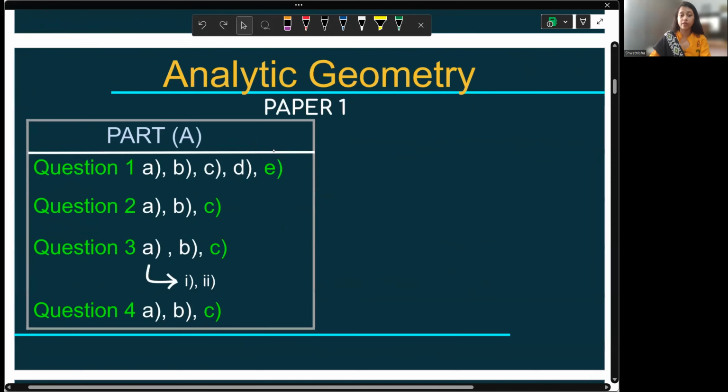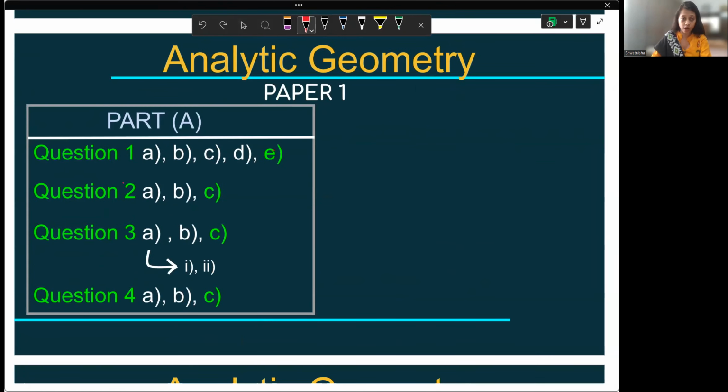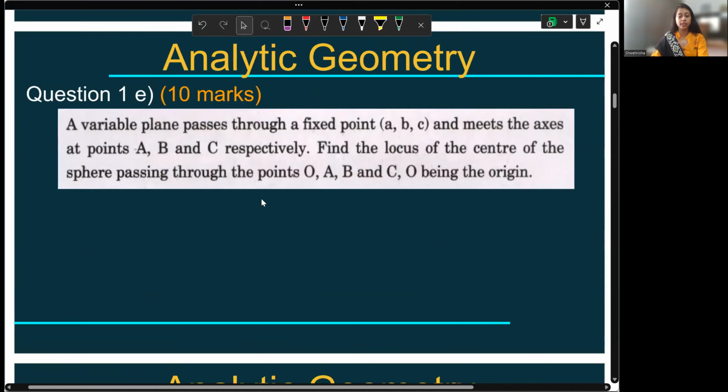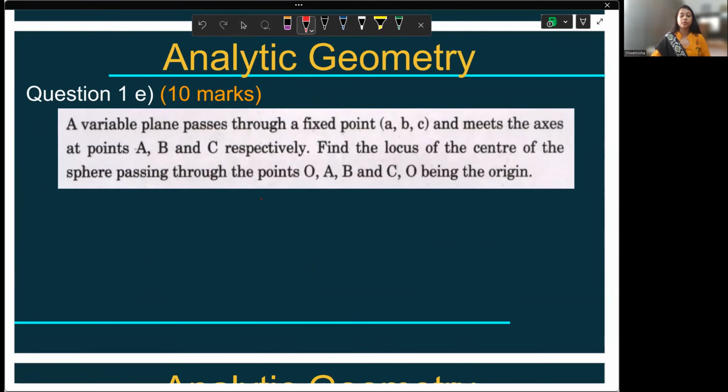Also, you know very well that question number 1 is the mandatory section. So you can see there is a mandatory question from analytic geometry, right? So let's start with the first one. It was for 10 marks. And let's start.